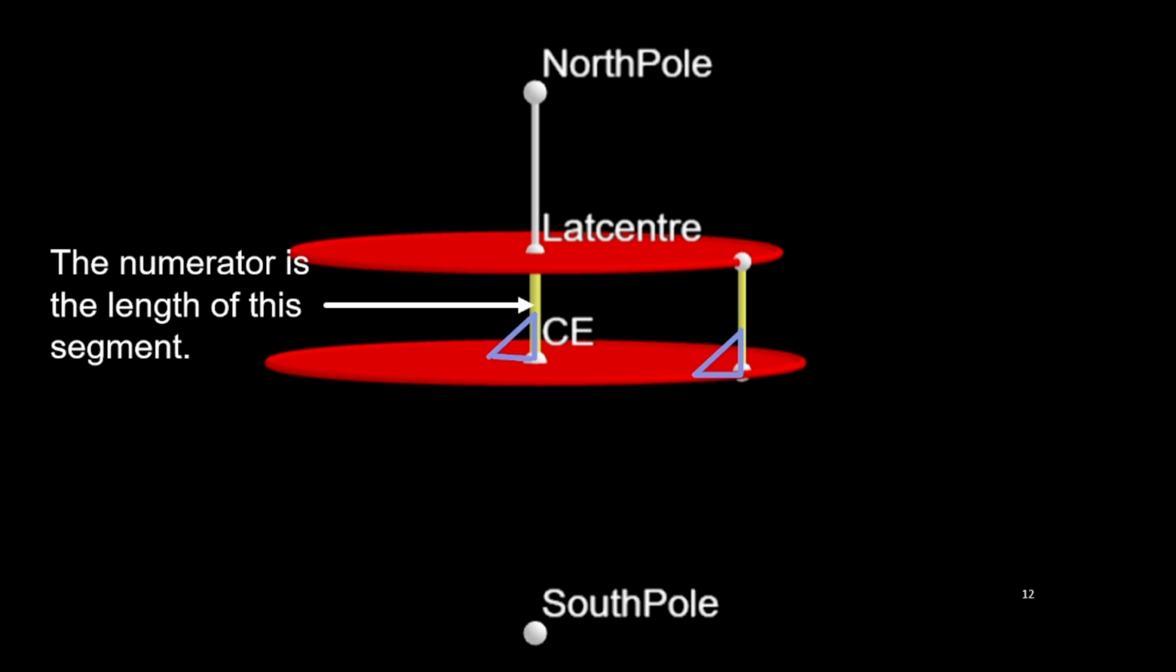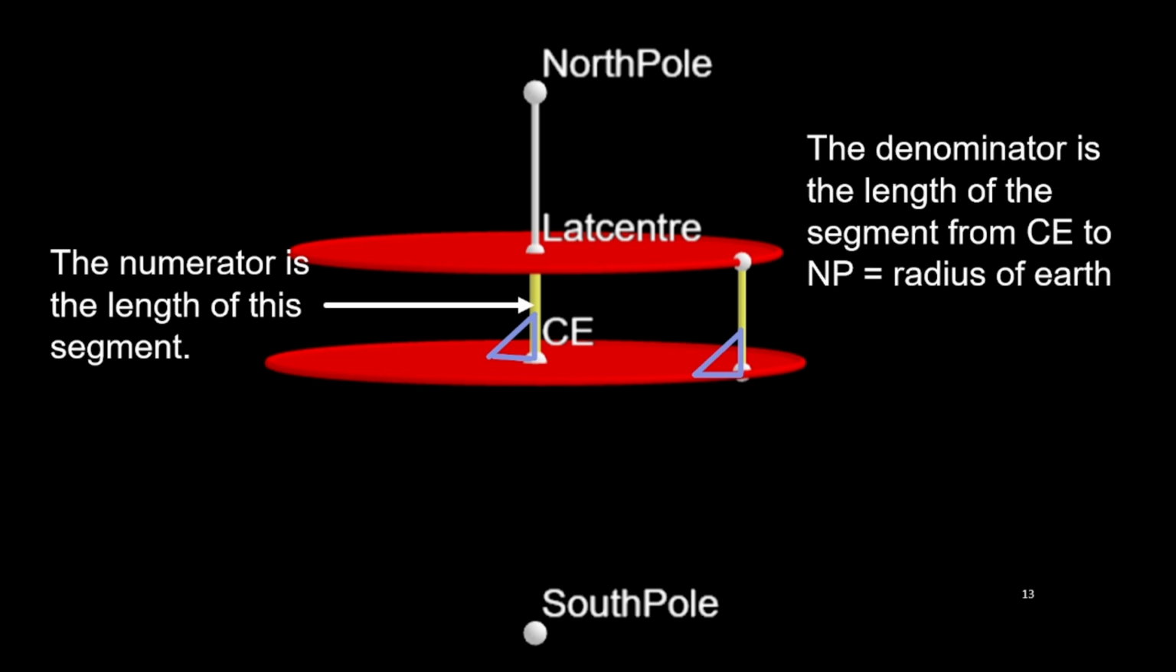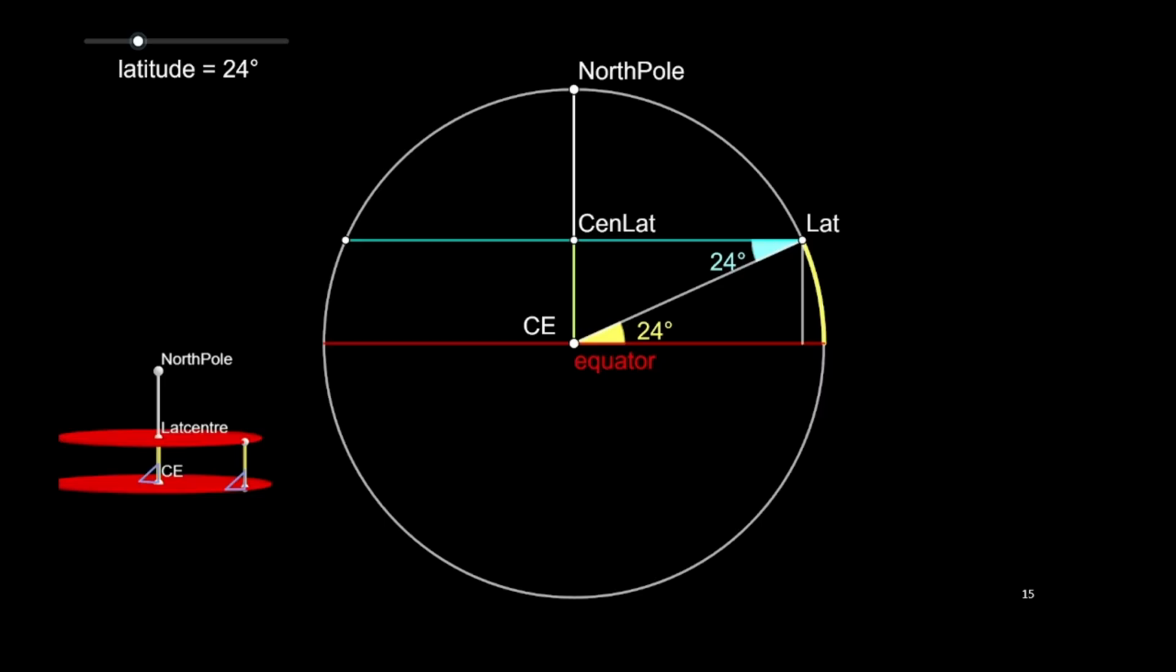So what we're going to do is make a fraction whereby the numerator is the length of this segment, and the denominator is the length of the segment from the center of the Earth to the North Pole. Now bear in mind that equals the radius of the Earth. We're going to use that, and we will do it as a percentage sometimes.